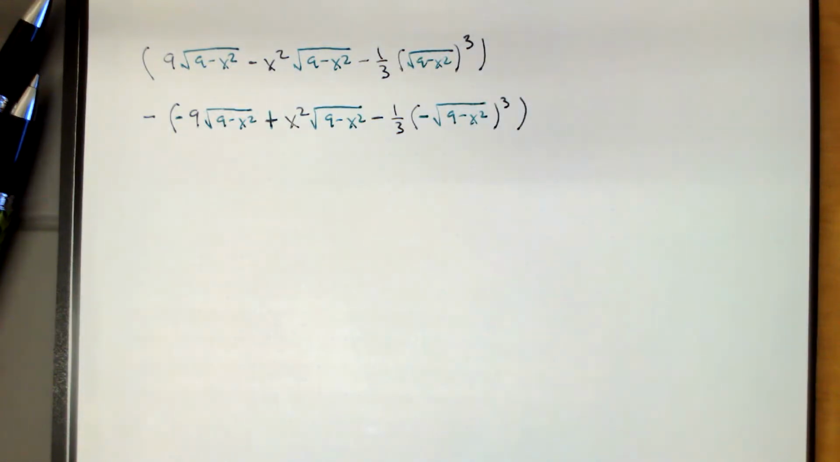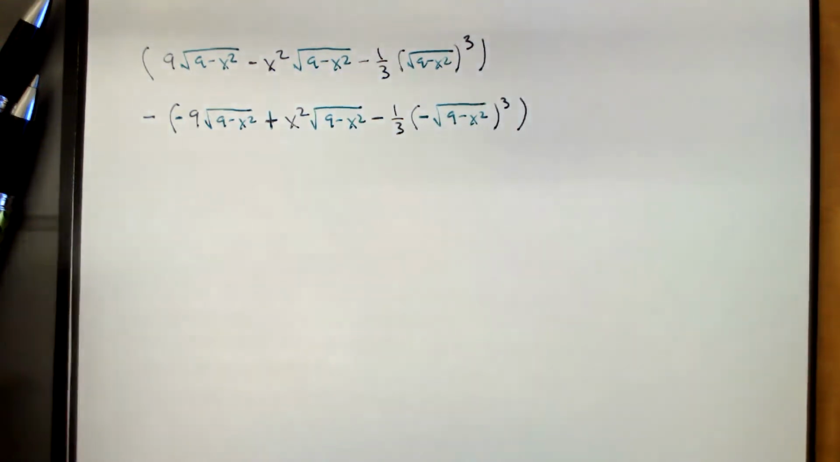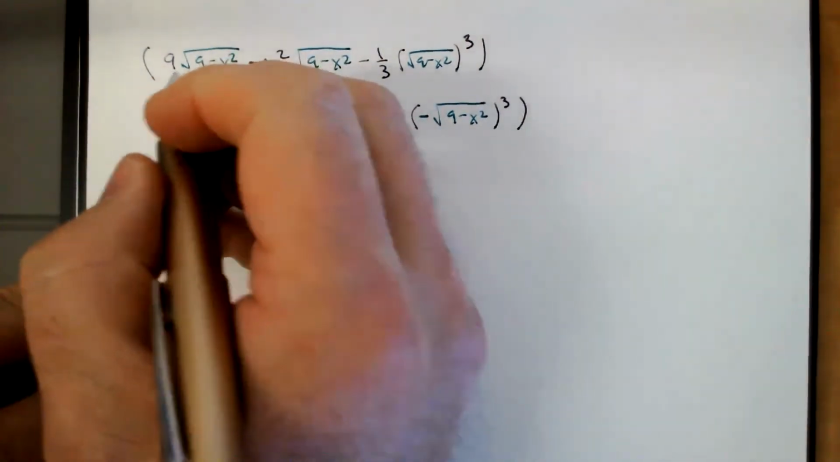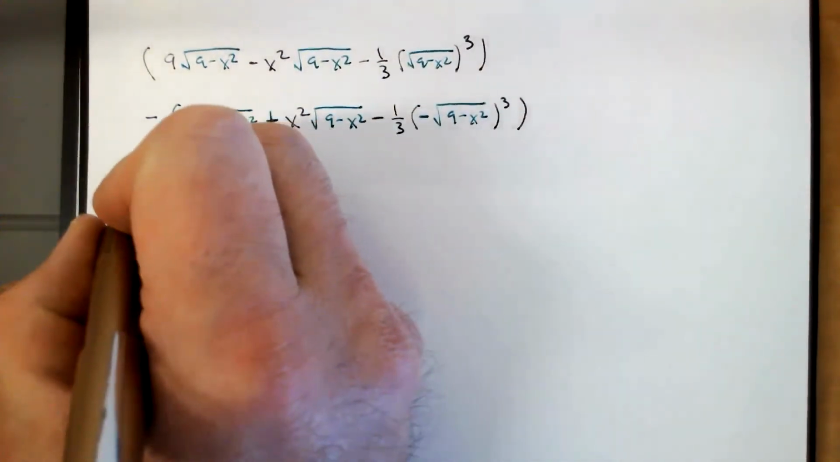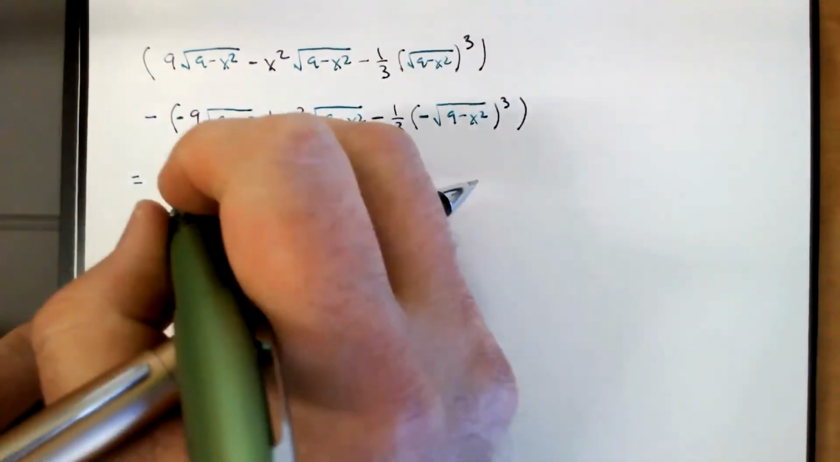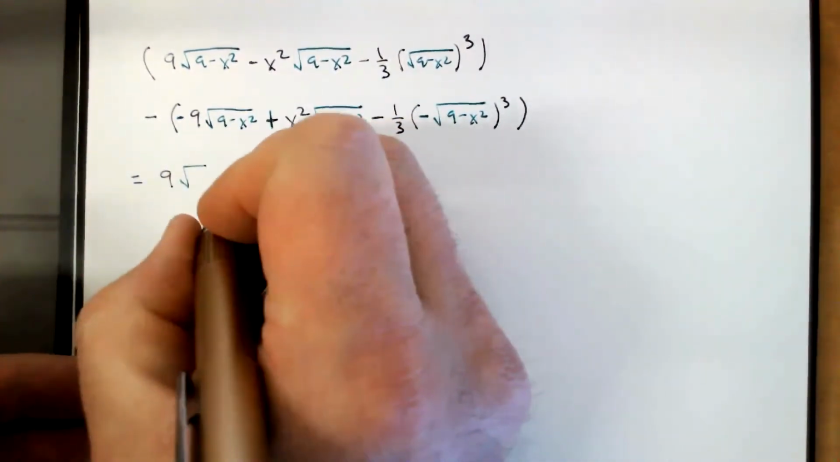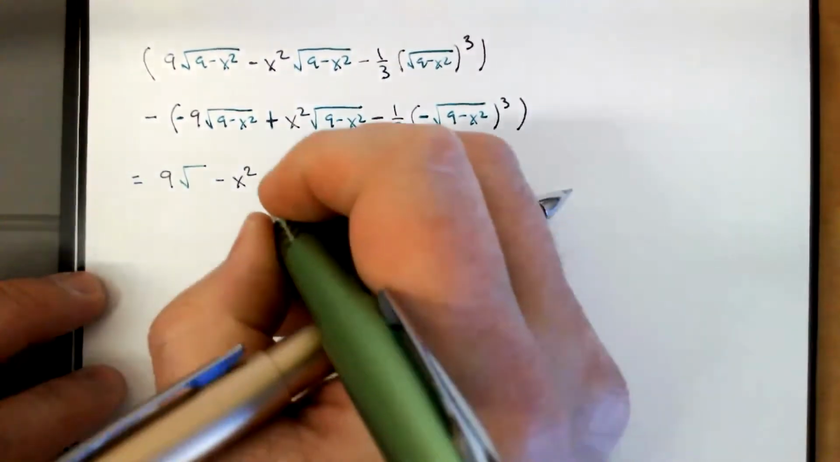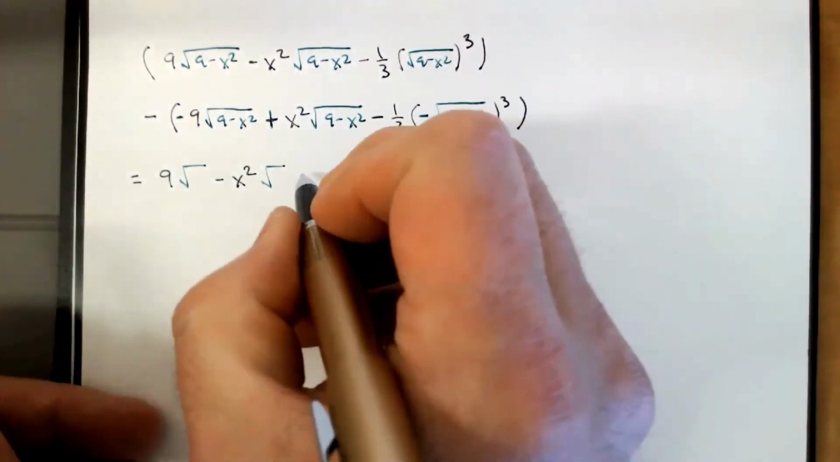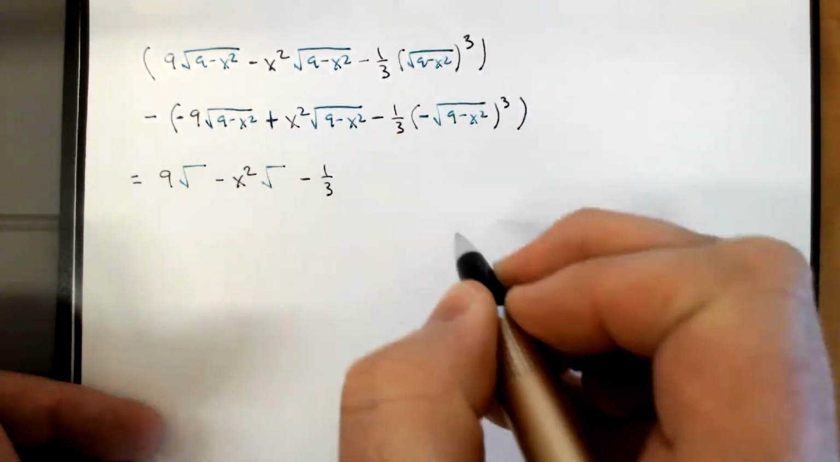We plug in the square root of 9 minus x squared and the negative square root of 9 minus x squared. For convenience, I put the negative out in front of the 9, and the negative will change the sign of the x squared to a plus. Plug this in. Now we've got to simplify this. So I've got 9 square roots, minus an x squared times the square root, minus a third of the square root cubed.